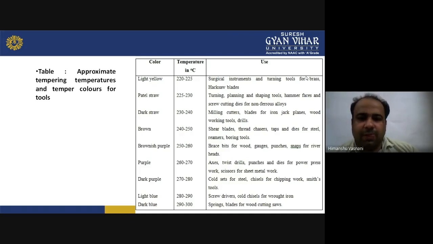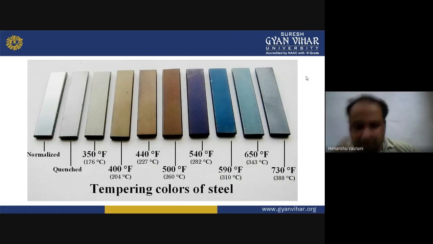Now I'll show you the image having some colors. Here you can see the tempering colors of steels, so the different colors are displayed, somewhat like brown, somewhat like dark blue. You can see different temperatures, like 176 degrees centigrade, 204 degrees centigrade, 500 degrees, and 260 degrees centigrade, where the brown colors came. So different colors are there at different tempering temperatures.